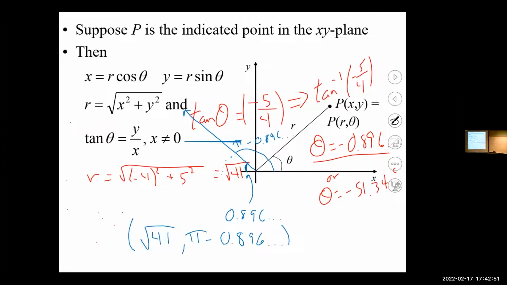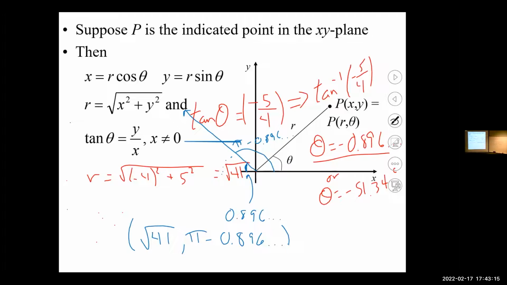The reason I wanted to go through that with you guys is because we can't just take what inverse tangent gives us, depending on what you put in. If you're in the first quadrant, it's probably not going to be a big deal. But outside of that, you've got to make sure that your angle is in the same quadrant as your point. Okay.